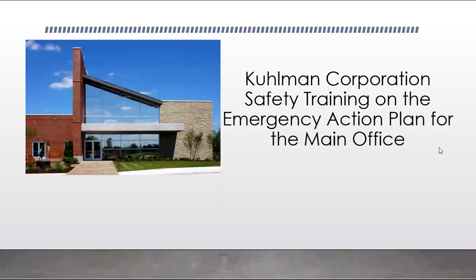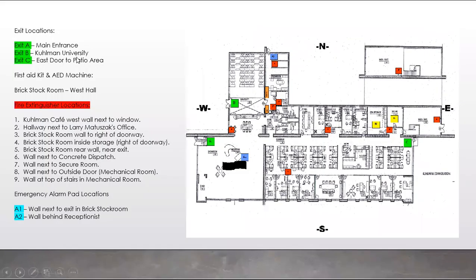This is the annual training on the Emergency Action Plan for main office employees. Let's go over the map of the facility first, and we'll look at the highlighted areas. First, the green squares are the exits in the building.